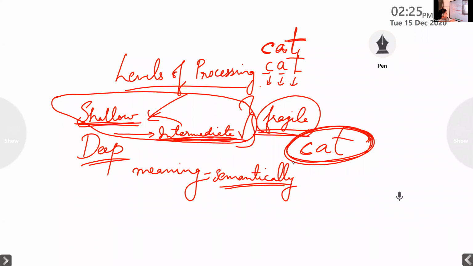So for some information to remain in our memory, what should we do? We should do the deeper level of processing. Means we should understand it in terms of our meaning. I'll give you one example which you can relate to.